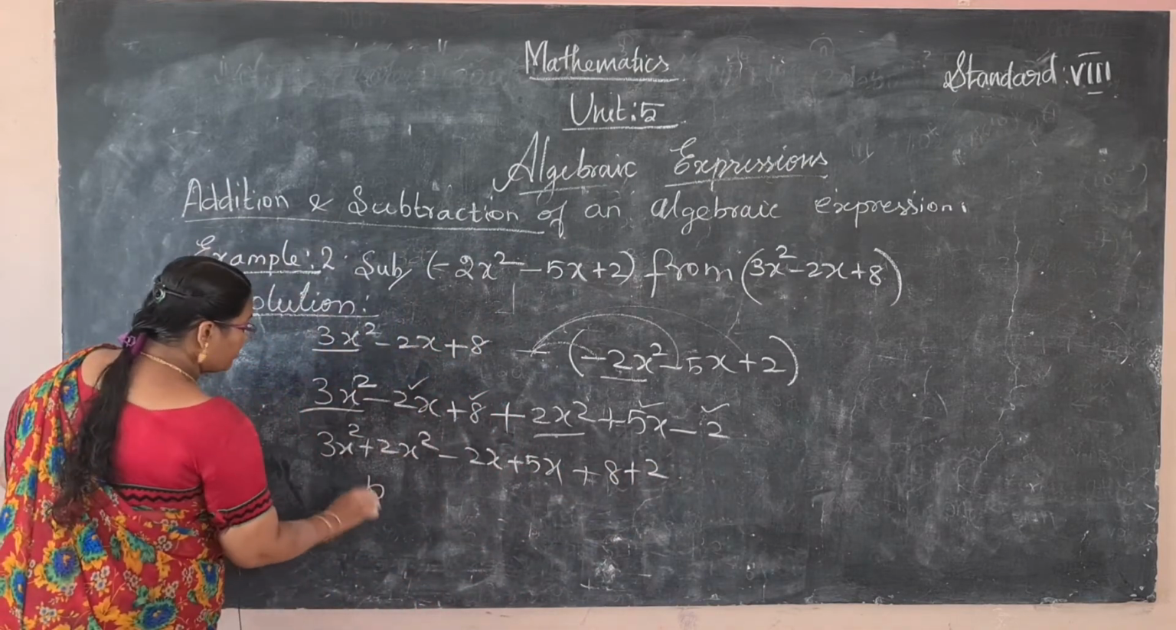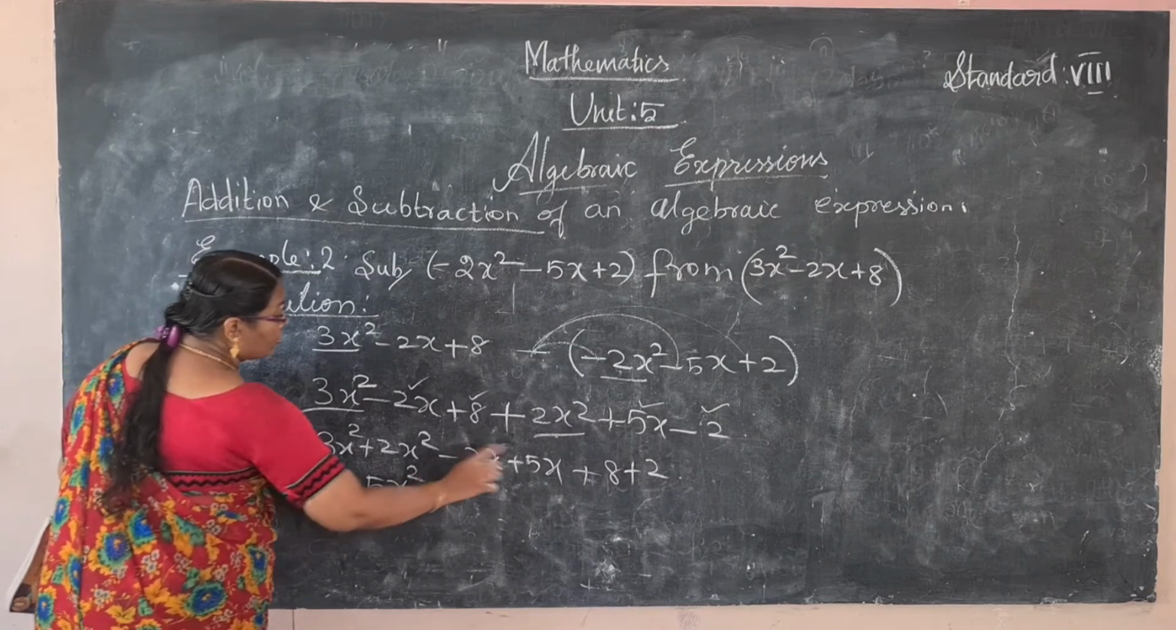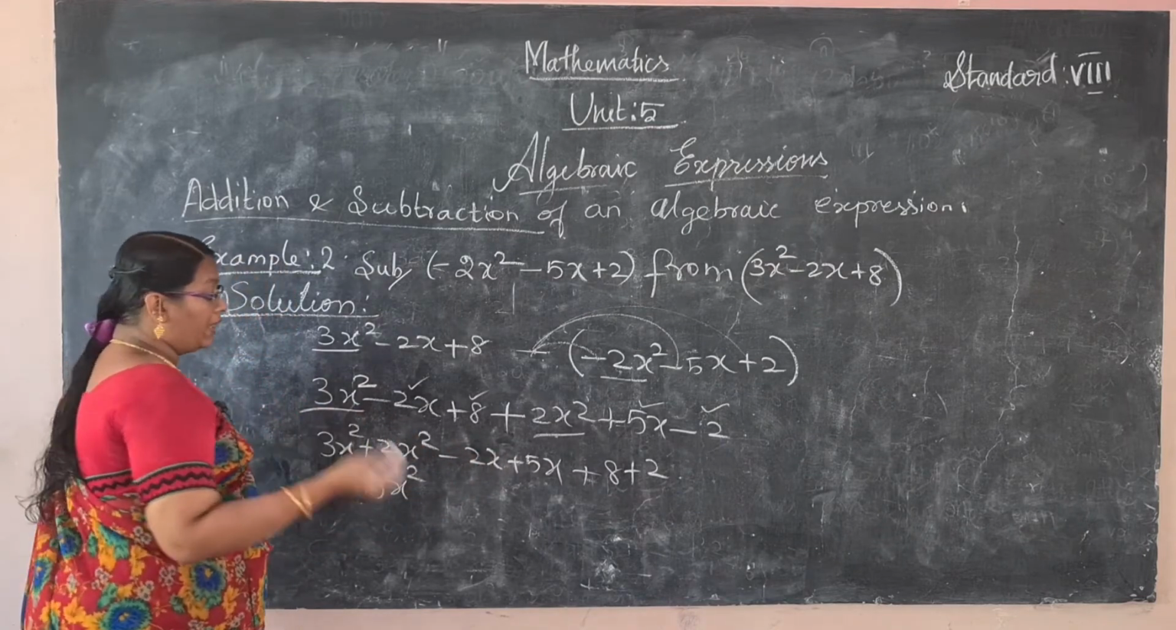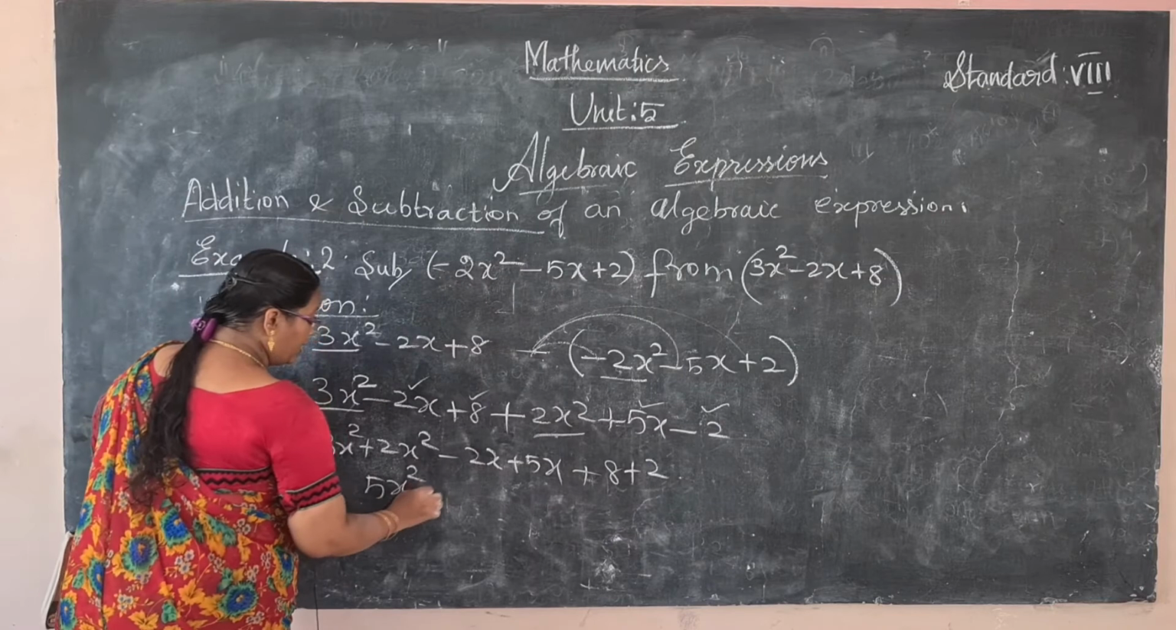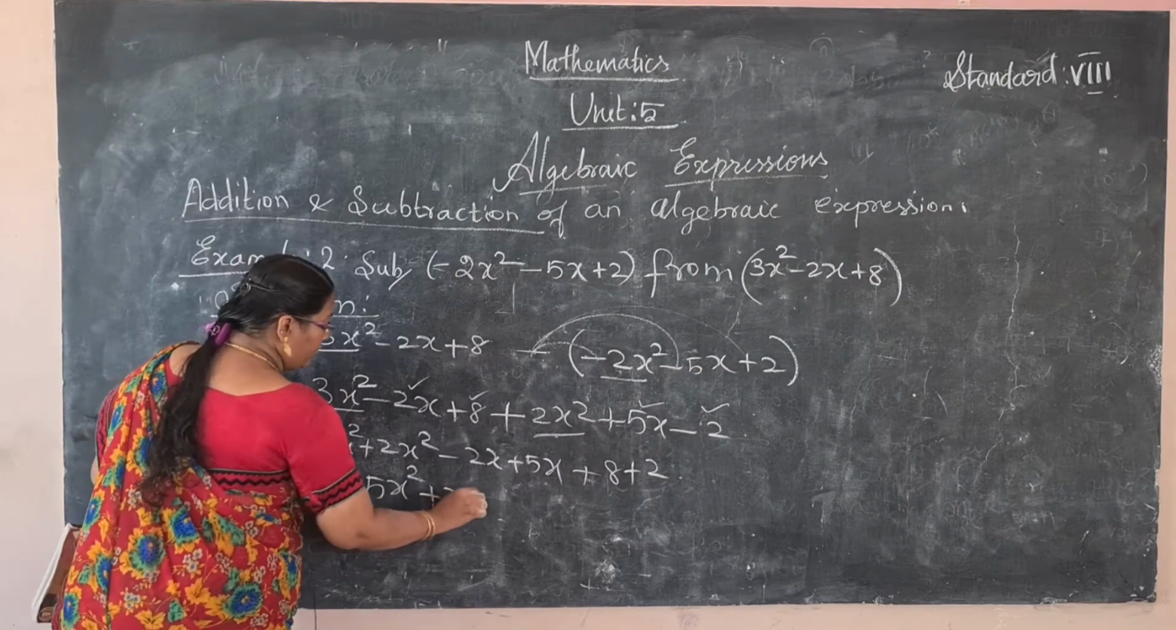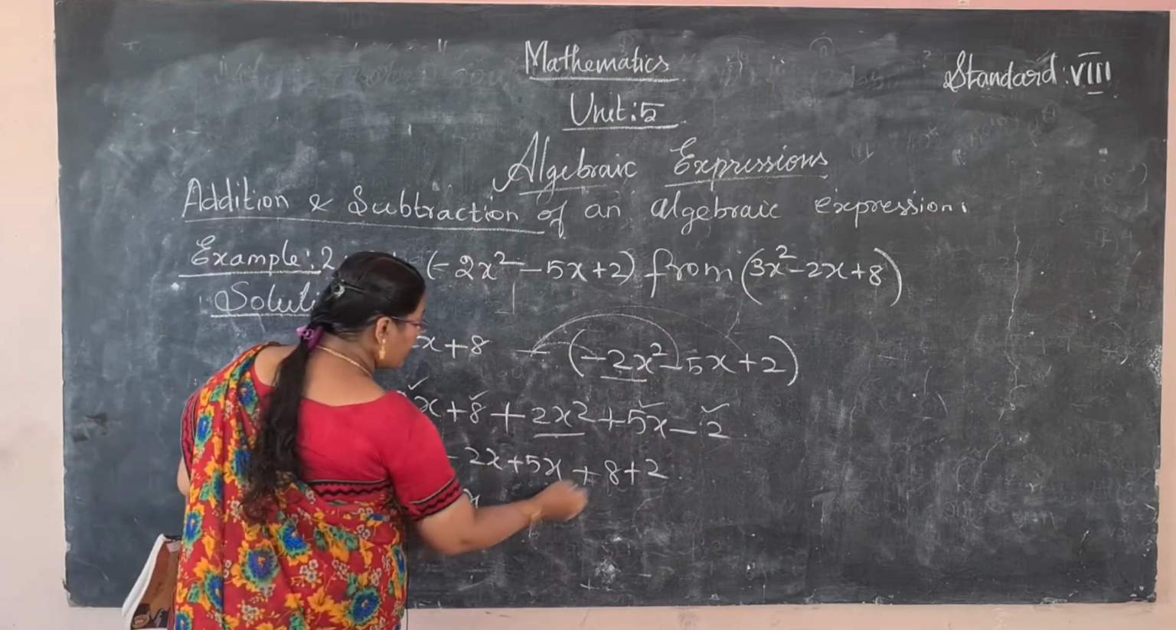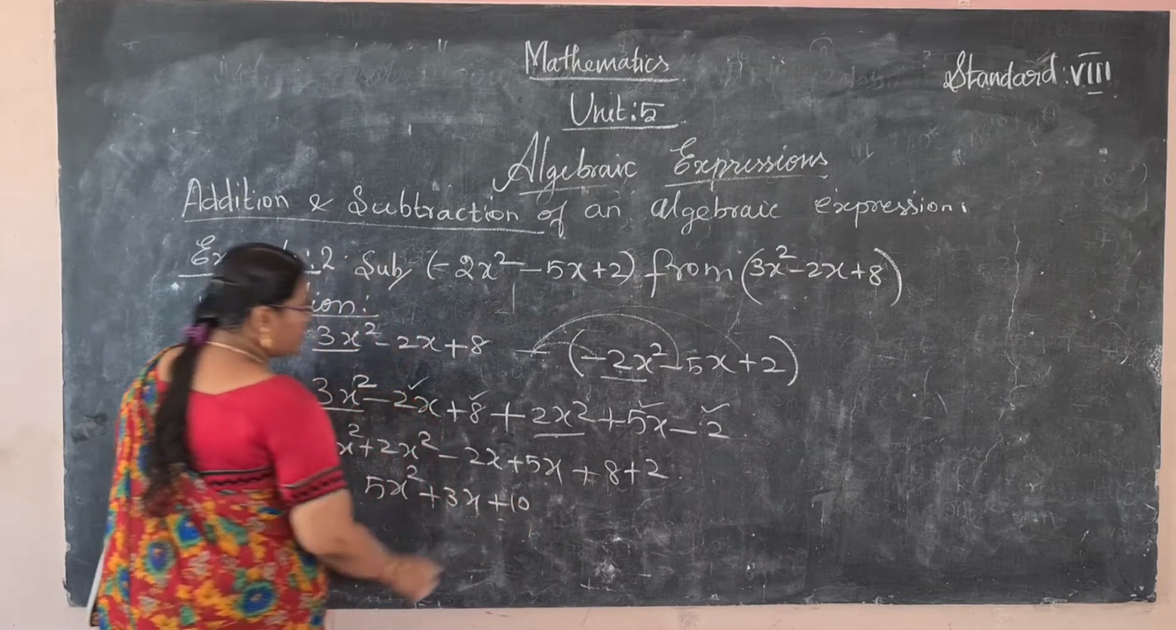Add these values: 5x squared. Then two different signs will come. What do we do? Subtract and put the greater number's sign. Subtract, plus 3. The greater number's sign is positive. So plus 3x plus 6. So that's the answer.